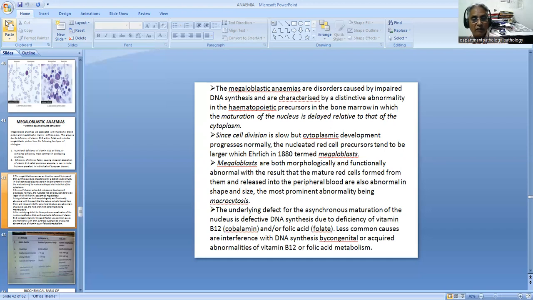The underlying defect for the asynchronous maturation of the nucleus is defective DNA synthesis due to deficiency of vitamin B12, that is cobalamin, and/or folic acid, that is folate. Less common causes are interference with DNA synthesis by congenital or acquired abnormalities of vitamin B12 or folic acid metabolism.